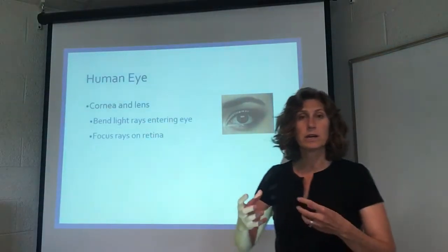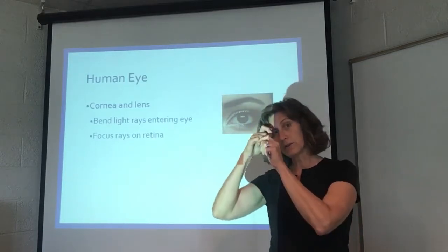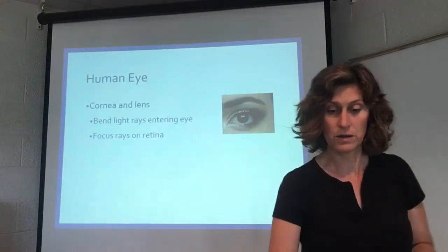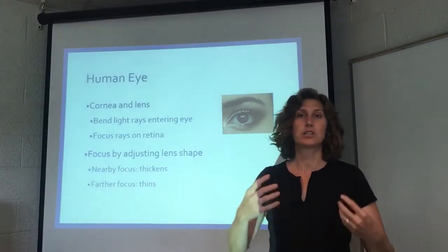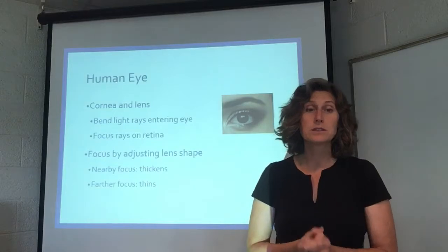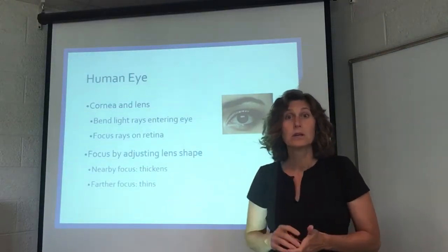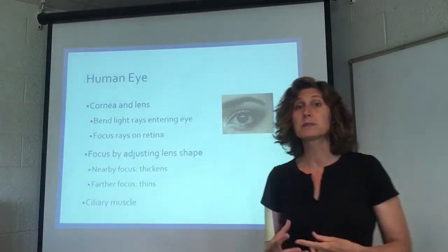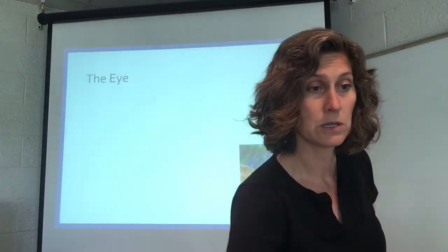The cornea and the lens bend the light rays coming into the eye and then focus them so that they can be projected onto the retina. And again, the focus is accomplished by changing the shape, such that the thicker the lens is, the more nearby the focusing is, and then it thins out to focus on a distance. This is accomplished with the ciliary muscle, stretching and bending and changing the shape of the lens.